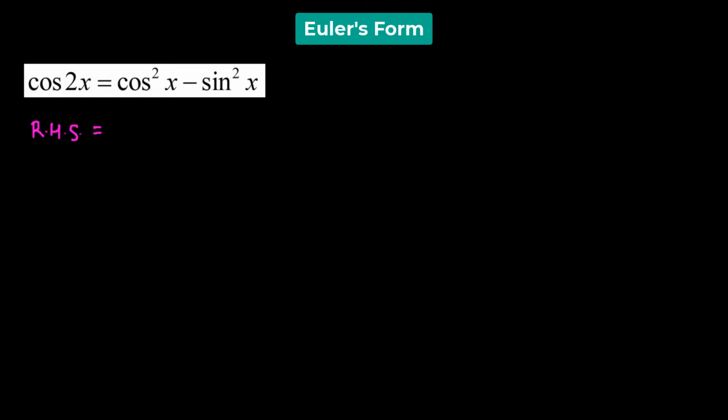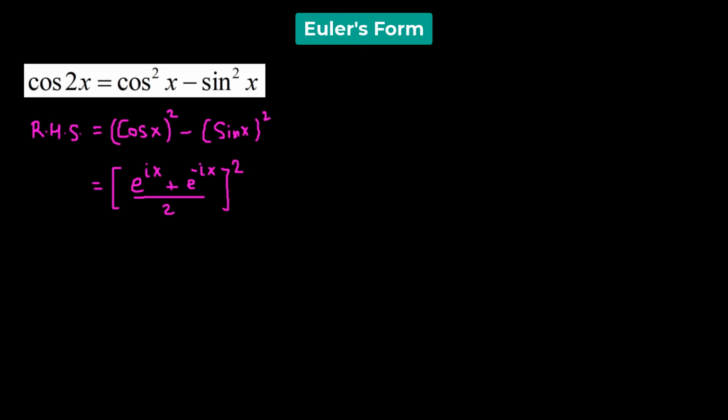So we have cosine squared x, so that can be written as cosine of x whole squared minus sine of x whole squared. Now we're going to substitute cosine of x with its Euler form, which is e raised to the power of ix plus e raised to the power of negative ix over 2 whole squared, minus e raised to the power of ix minus e raised to the power of negative ix over 2i whole squared.